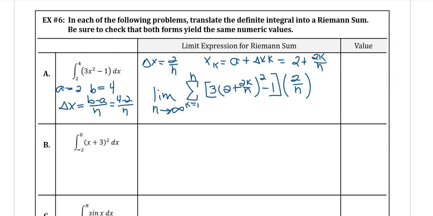And to check it in your calculator, the value you should get is 54, both for the integral and also for the Riemann sum. So make sure you can do both of those.